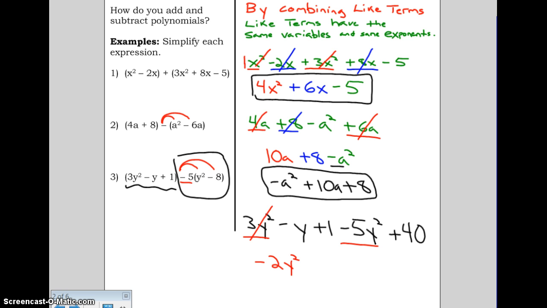So we use that and that, get rid of them. And then you have negative y, and there aren't any other y's, so that's going to stay the same. And then you have 1 and 40. 1 plus 40 is 41. And that's going to be your answer.